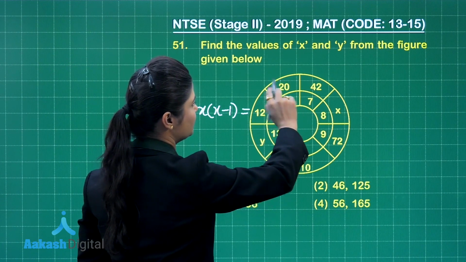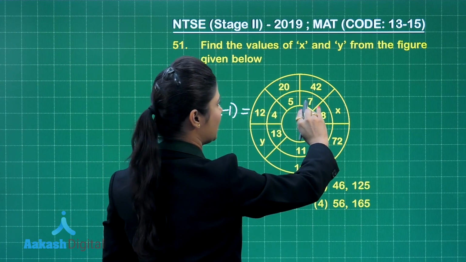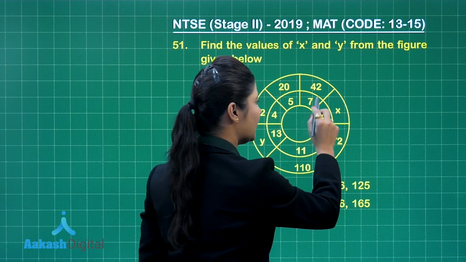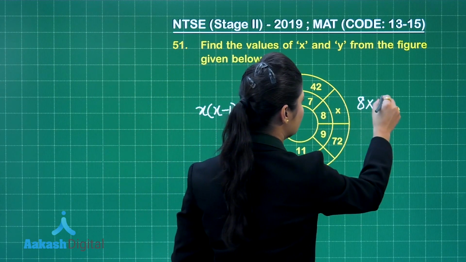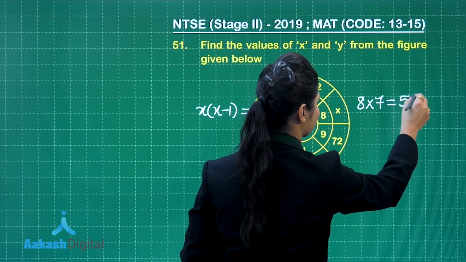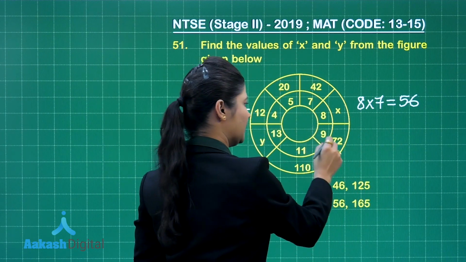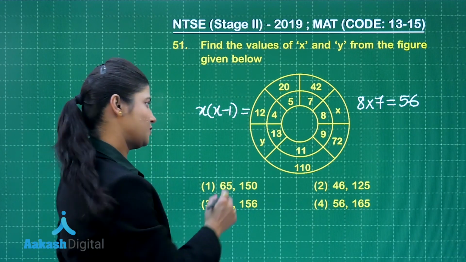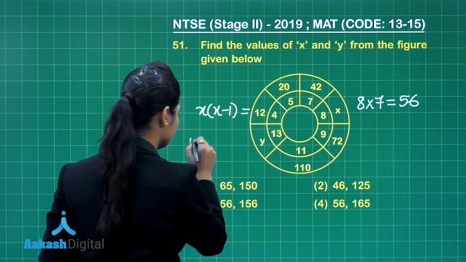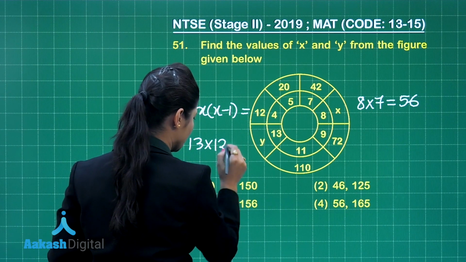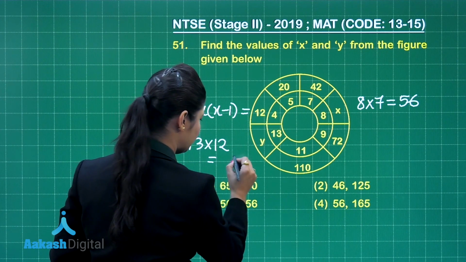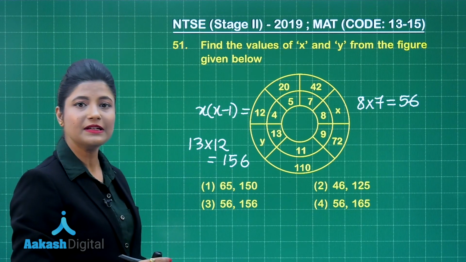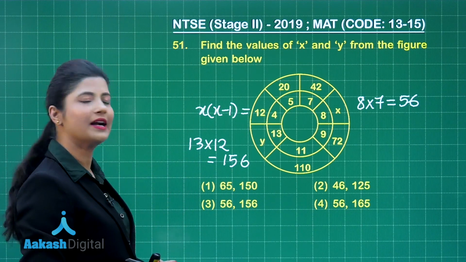So here it is 5 into 4, 20. That's why here we have 7 into 6, 42. That means here I have 8 into 7 equal to x, that is 56. Next you can see here 9 into 8 I have 72, 11 into 10 I have 110. So here it should be 13 into 12, that is equal to 156. So x is equal to 56 and y is equal to 156.